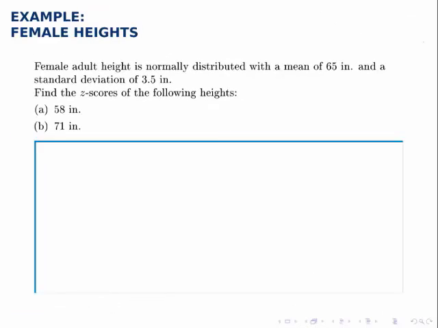Here we're told that female adult height in some population is normally distributed with a mean of 65 inches and a standard deviation of 3.5 inches. And we're asked to find the z-scores of 2 heights. Remember that a z-score is the data value minus the mean divided by the standard deviation. And this z-score represents how many standard deviations this data point is above or below the mean. If the z-score is positive, it's above the mean. If the z-score is negative, it's below the mean.